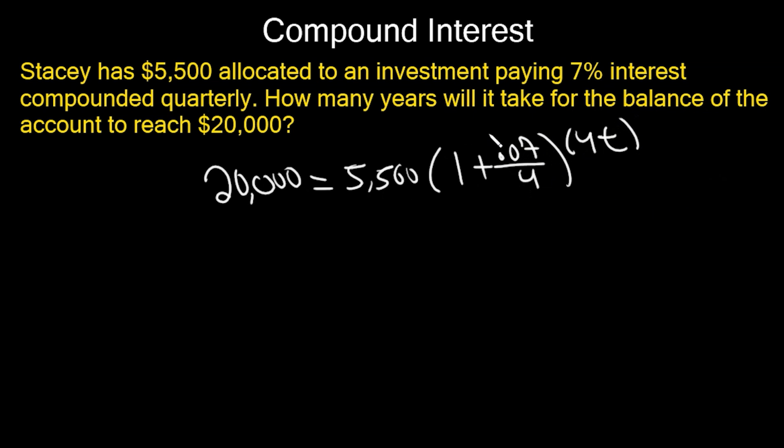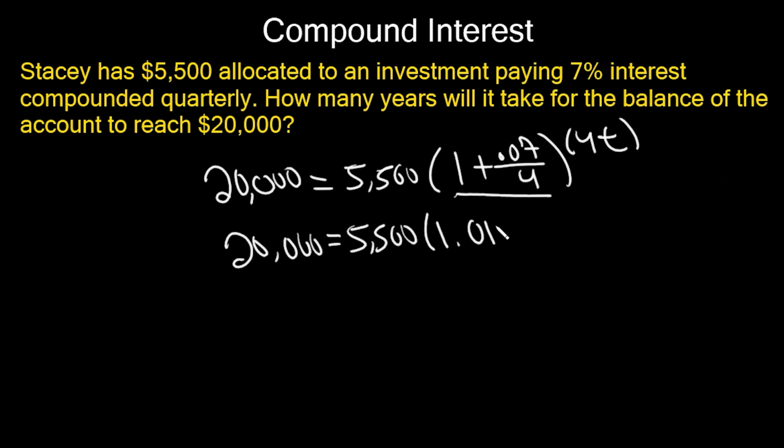So from here, you have to think about how are you going to solve this problem. Now, what I would do first, I would go ahead and clean up this part right here, and then we can go ahead and move on. So if you clean that up, you're going to get the following. You get 1.0175. So rewriting it, you get 20,000 equal to 5,500, then times 1.0175, all to the power of 4t, okay?